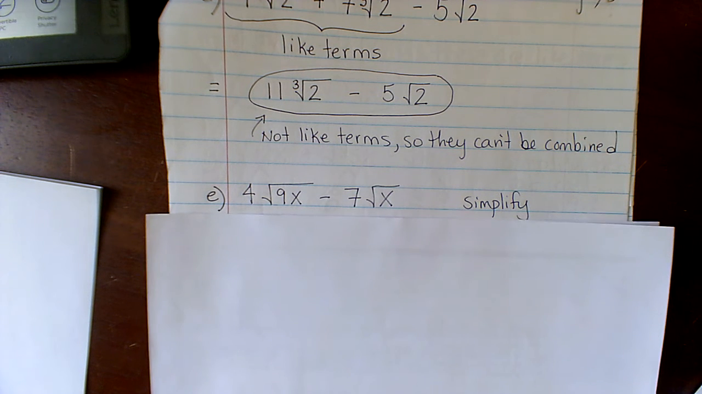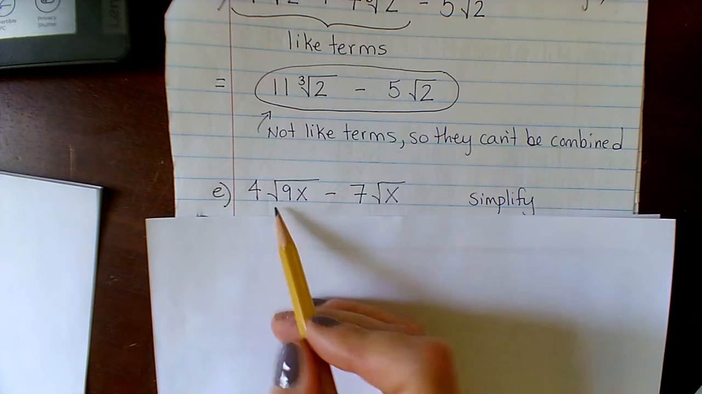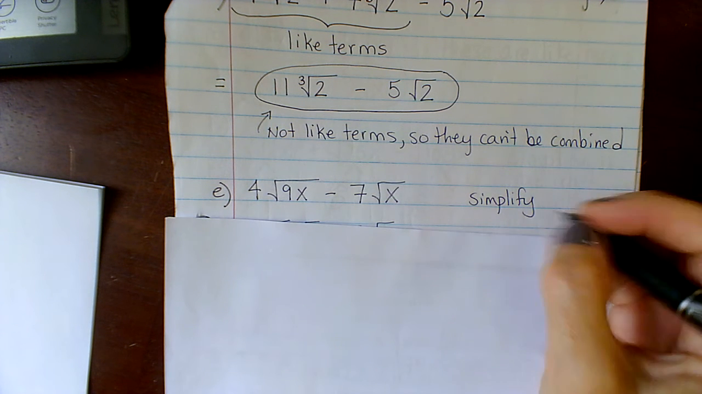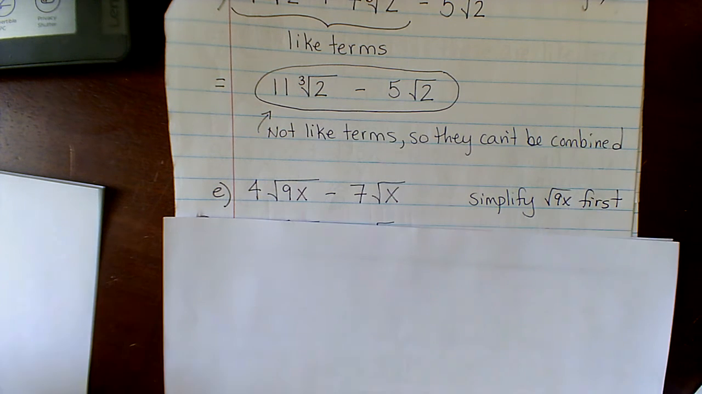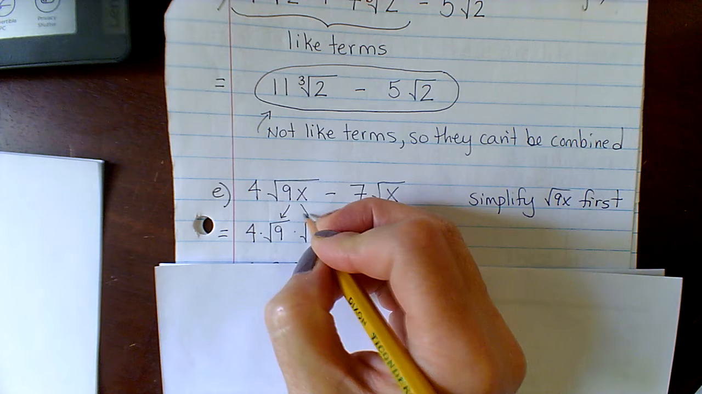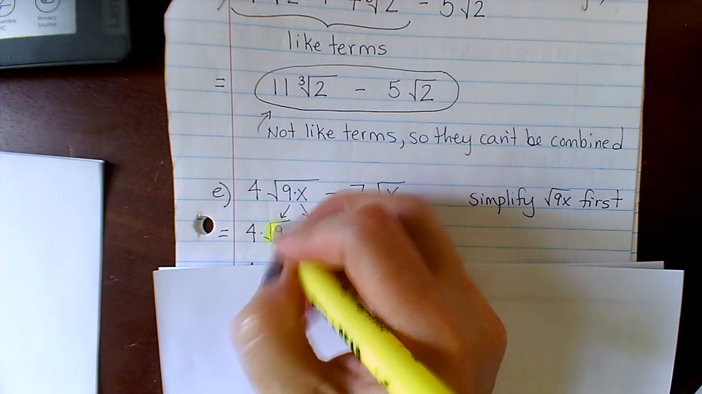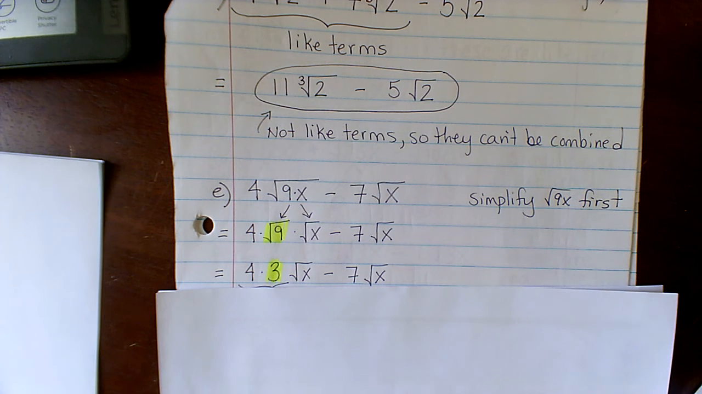So we're looking to simplify this expression. It looks like they're not like terms because one's a root 9x and one's a root x. But let's simplify that radicand first. So let's simplify that first, just like we did last time, where we can split that stuff apart. And then just like last time, in doing so, that square root of 9 simplifies nicely to just be 3.